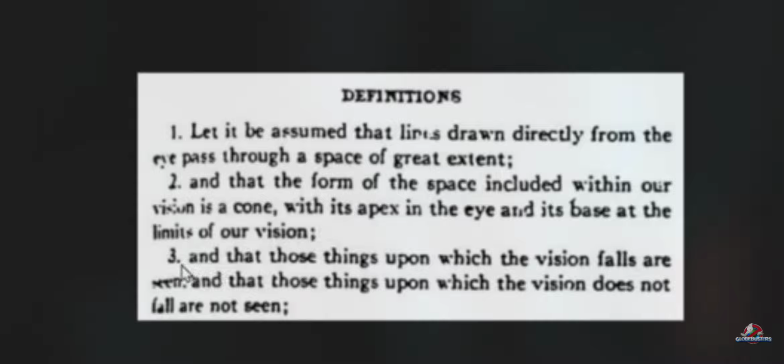And then thirdly, he says, "And let those things upon which the vision falls be seen, and those things upon which the vision does not fall not be seen." So he's basically saying that within that cone of vision, things can be seen, and things outside of that cone of vision cannot be seen. What a fantastic citation.